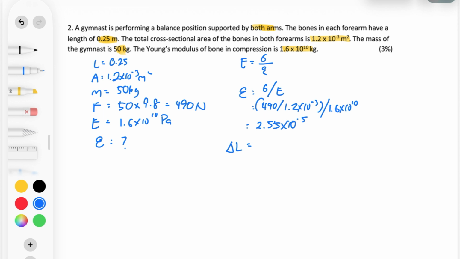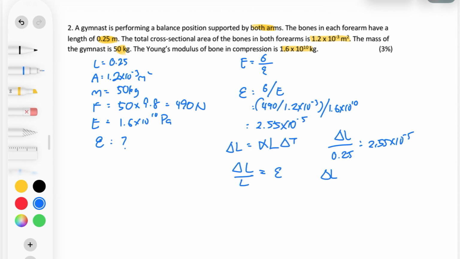Change of L equals alpha L times change of T. But change of L over L is also strain. So if you want change of L, you have two formulas, so we use the one below. Change of L divided by 0.25 equals strain, which is 2.5 times 10 to the power negative 5.